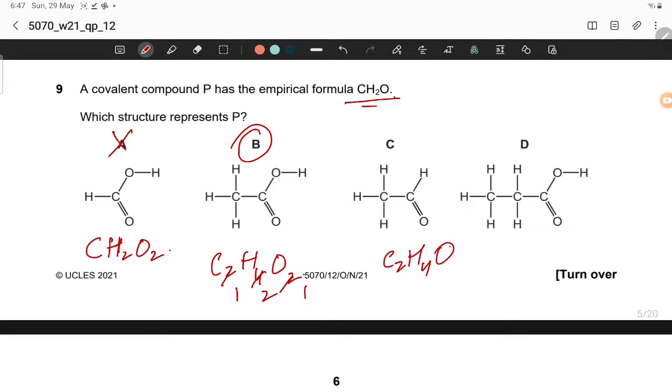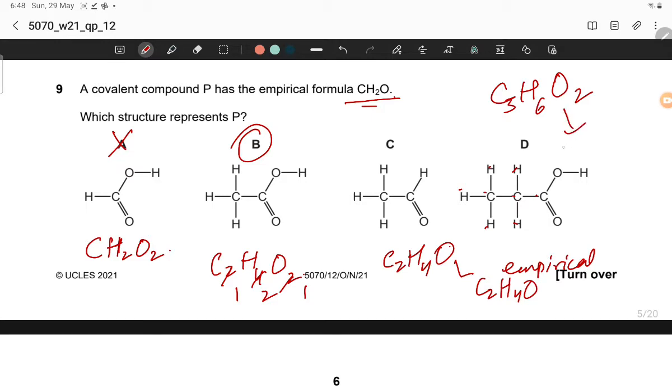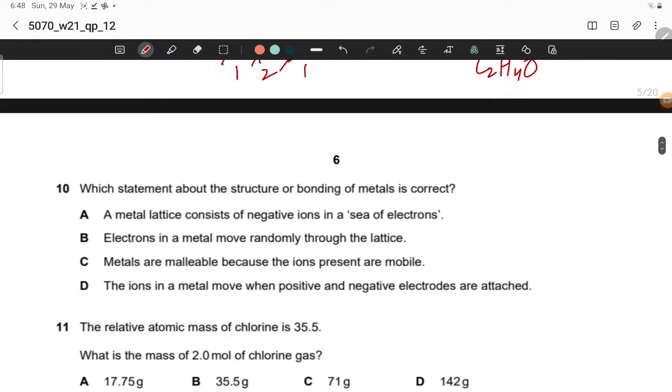This is C2H4O. This is not the correct answer because all elements must be simple multiples of each other. The same is the empirical formula. 1 2 3, this is 3 carbon. 1 2 3 4 5 and 6, C3H6O2. And all elements are not simple multiples of each other, so the empirical formula will be C3H6O2. So B option is correct.